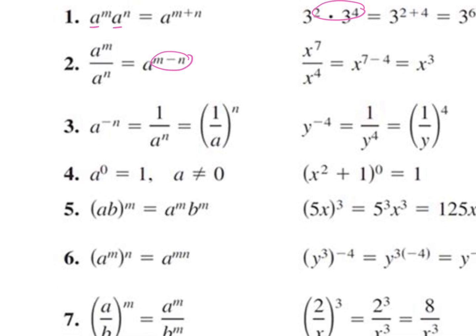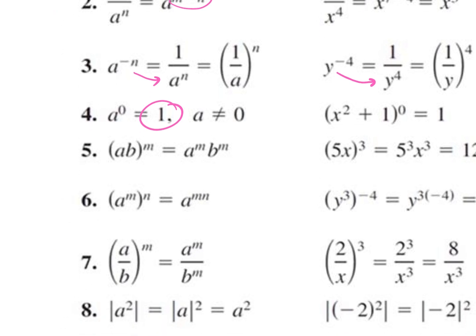For 3, if we have a negative exponent, we move it to the denominator and it turns positive. So if I had y to the power of negative 4, we would move the y to the fourth power to the bottom and the exponent turns positive. Anything to the power of 0 would be 1. So you could have a million to the power of 0. It would just be 1.